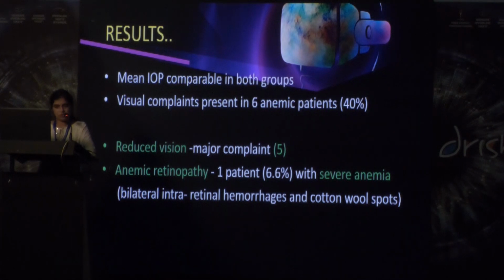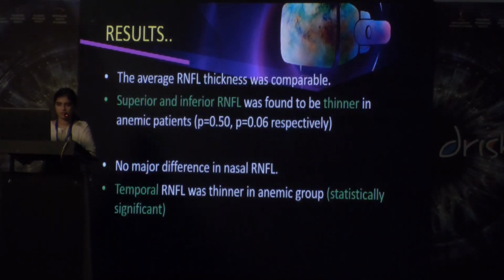Mean intraocular pressure was comparable in both the groups, and visual complaints were present in 6 anemic patients, that is 40% of the cases, out of which reduced vision was a major complaint. Severe anemic retinopathy finding was present in only one patient, that is 6.6%, with severe anemia, and that included bilateral retinal hemorrhages and cotton wool spots.